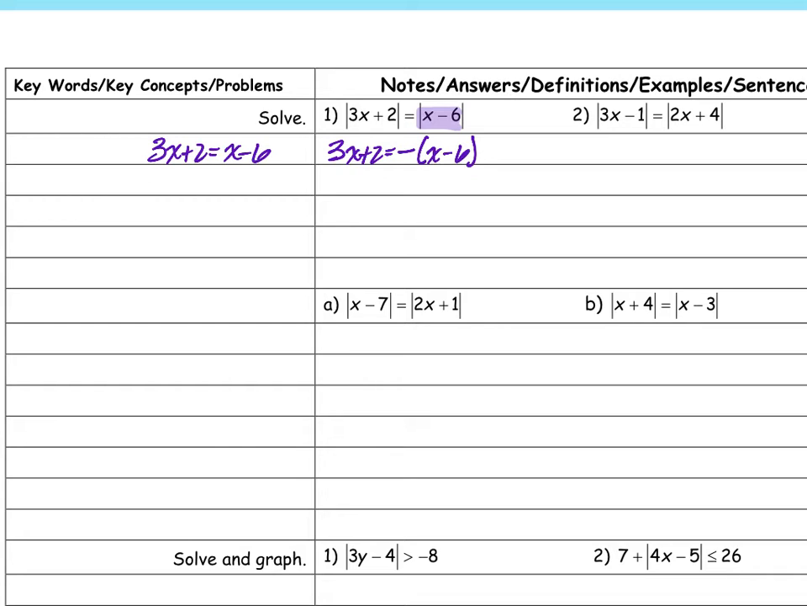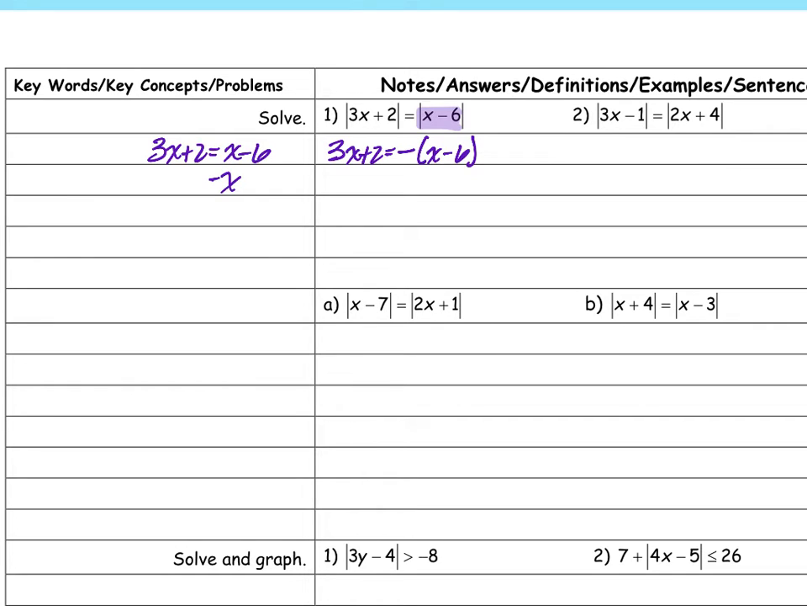Okay, so a little weird, I know, but one of them has to be a positive distance, right? One's the positive number that's the distance from 0, and one's the negative number that's the distance from 0. So I have to have one side that's positive and one side that's negative, and I choose the same one. So then I'm just going to solve.